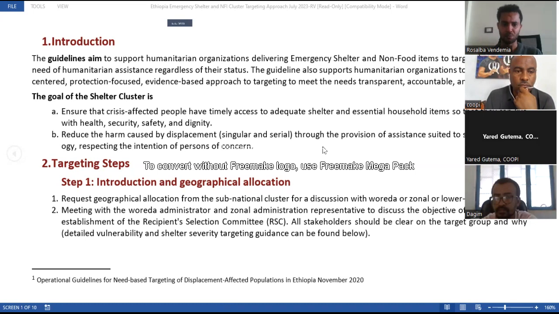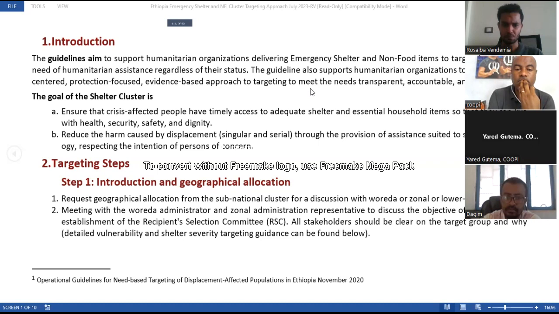On top of that, we also have to make sure that our response is dignified. The beneficiary's security, health, and safety are not something that we can compromise. So we have to ensure these things are well put in place. So timely response as well as a dignified way of operation to ensure the interest as well as the safety and security of the affected population is one of the goals that the cluster has set.